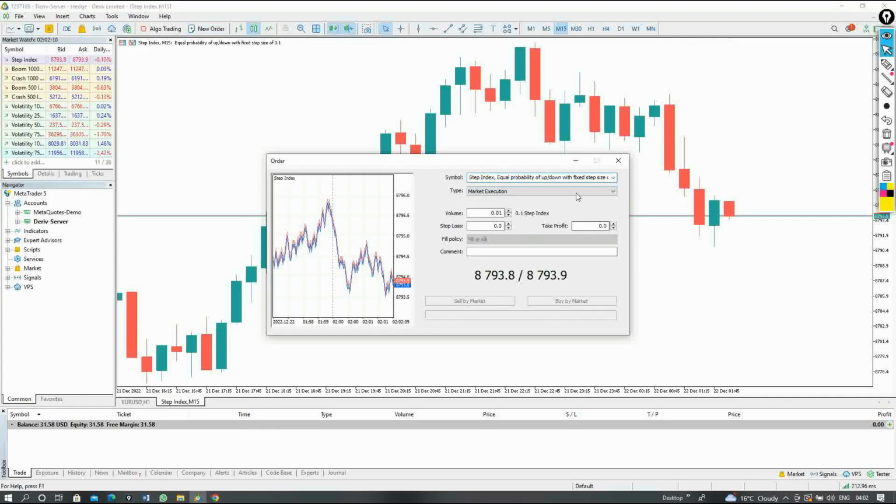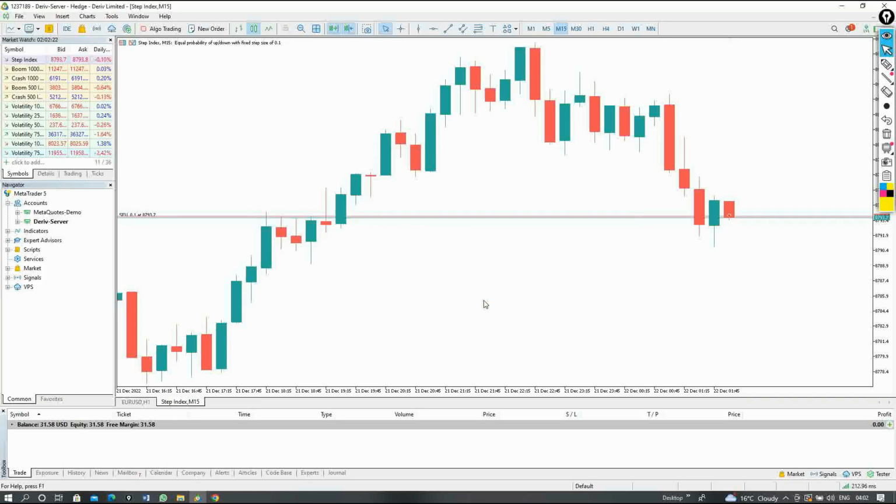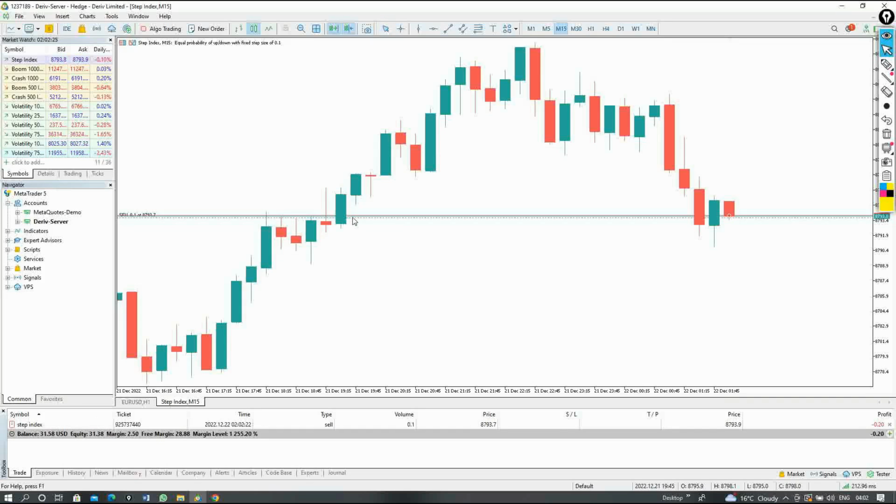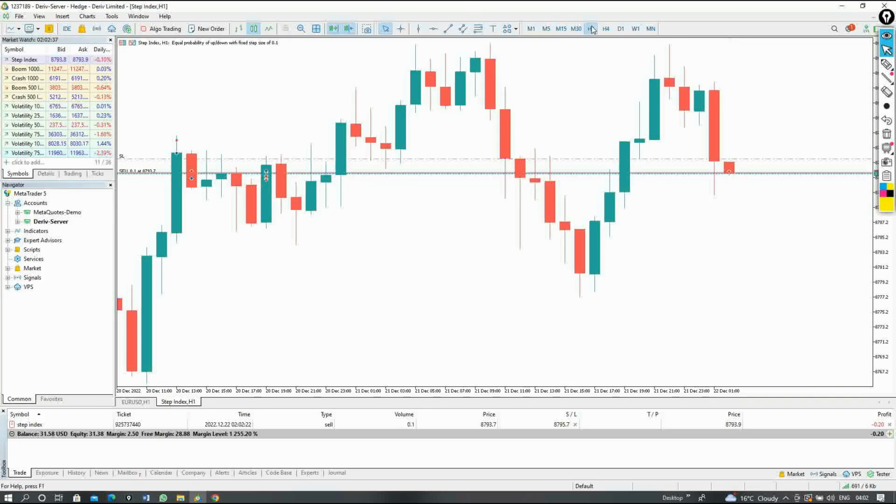So right now I'm going to quickly sell Step Index. I think it's on 0.10, something like that. Remember what I showed you, this is going to be my stop loss. Let's just go to a 1 hour time frame so that we do it clearly.